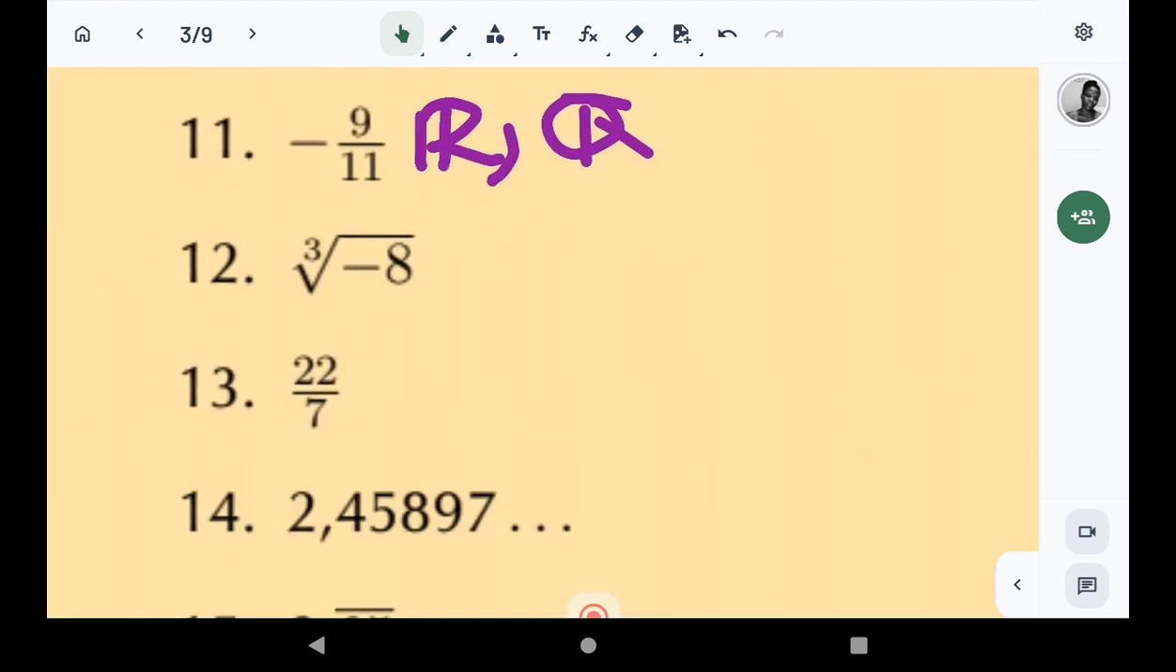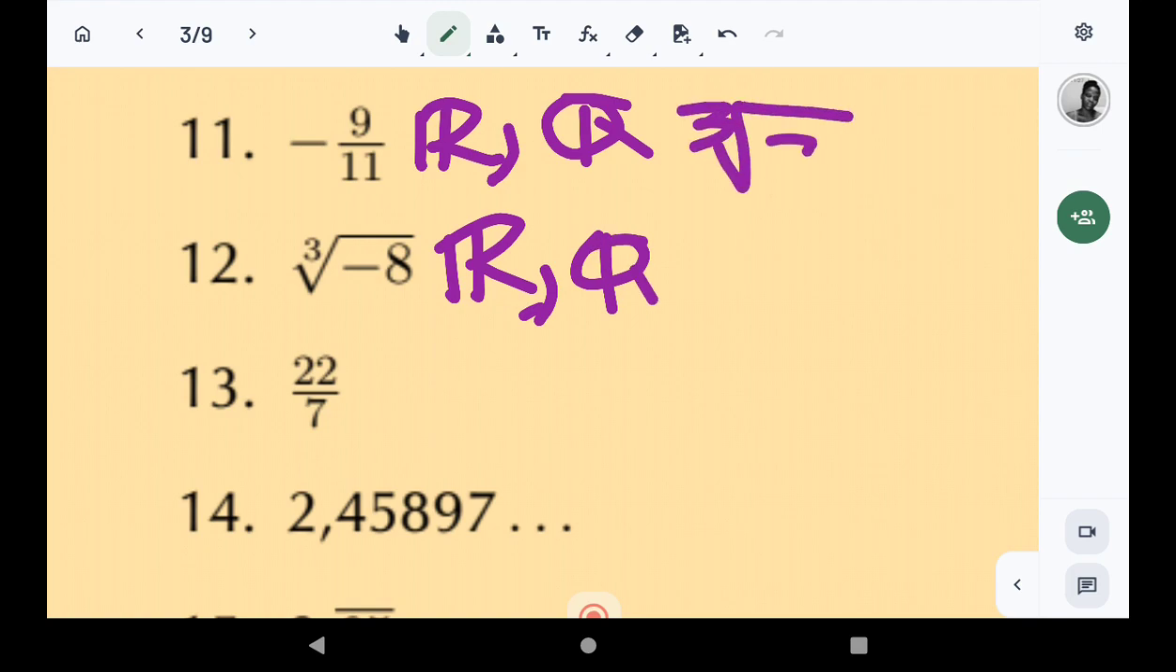The cube root of -8, yes, that is a real number. The root is an uneven root, so yes, it is a real number. Is it rational? Yes, it is rational. In fact, the cube root of -8 is equal to -2. So yes, it is a rational number.